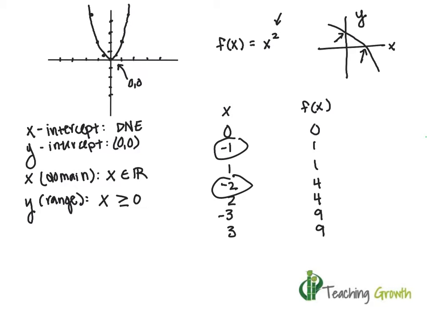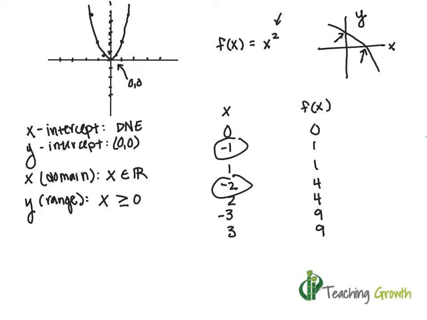Now, the next aspect I want to go over is symmetry. The squared function has symmetry over the y-axis. That's pretty easy to see. If you imagined a dotted line down the y-axis, if you flipped each side over, they would mirror each other. So therefore it has symmetry over the y-axis.